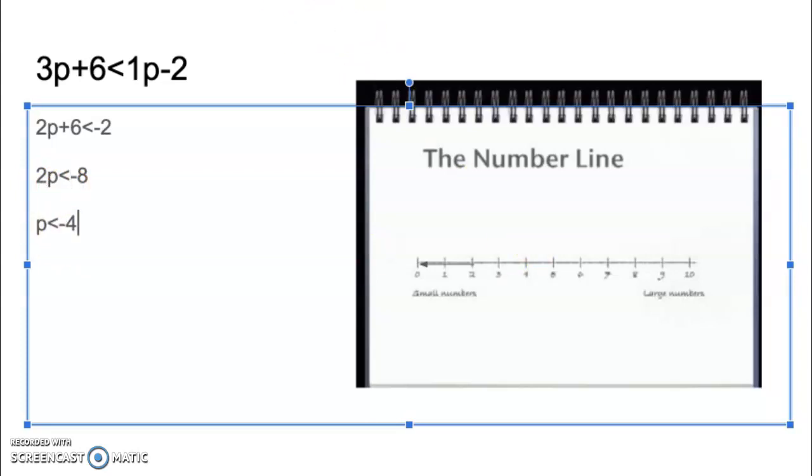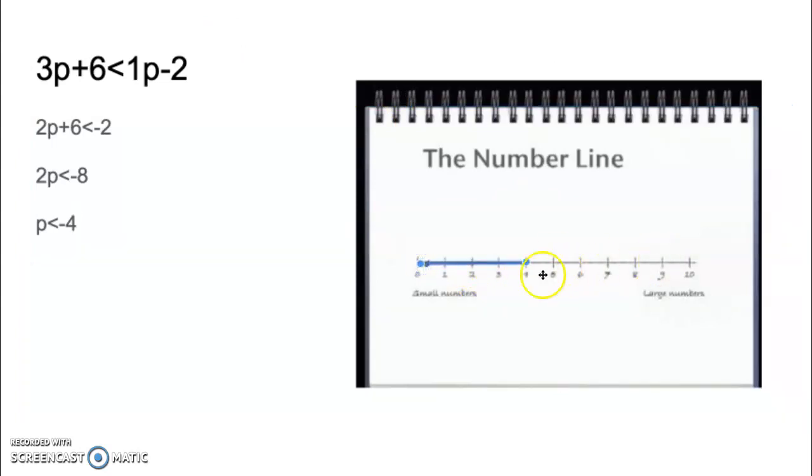And to graph this on the number line, you're going to move the arrow this way, p < -4.